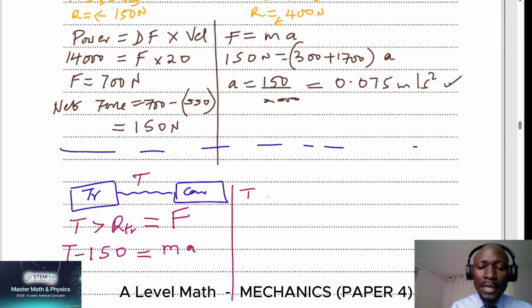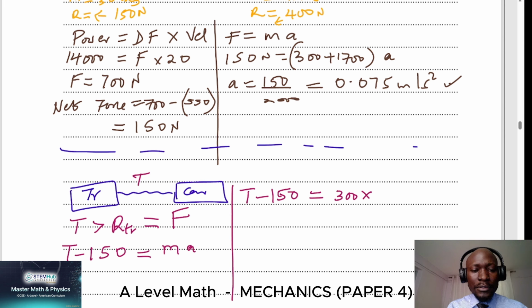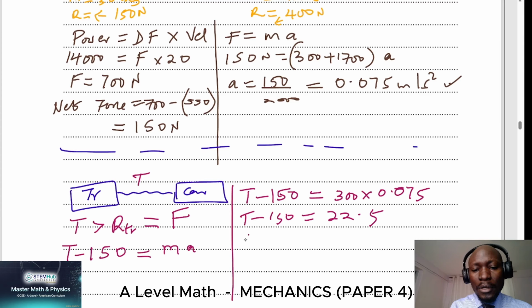So T minus 150 should give us mass, which is 300, times acceleration, which is 0.075. So T minus 150 should give us 22.5. T, if you do this mathematically, 150 goes to the other side, you will find 172.5 newtons as our tension.